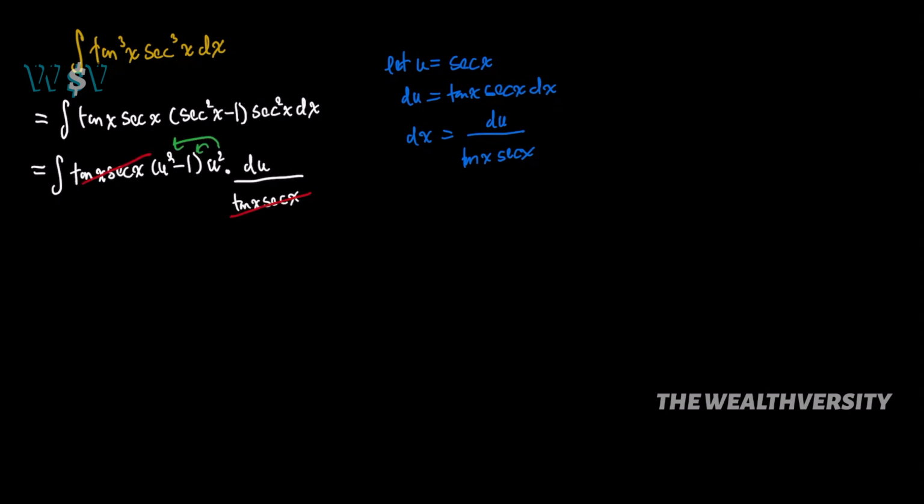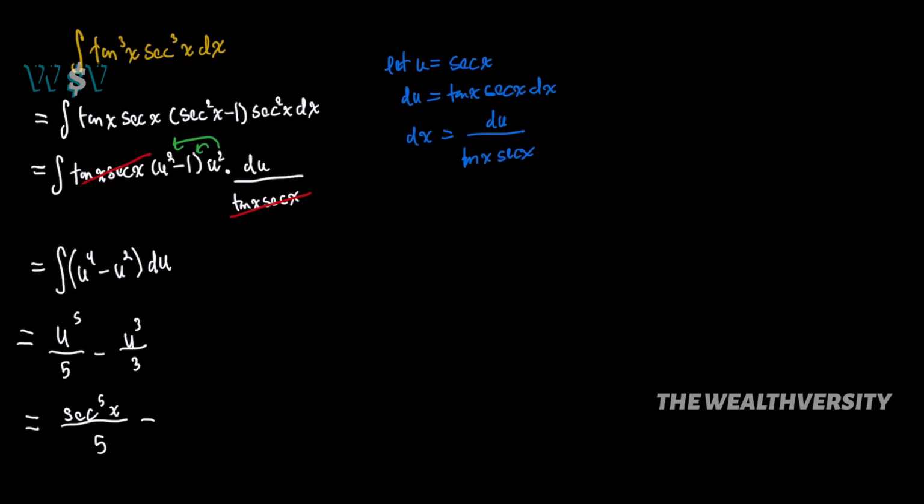And after multiplying u squared into the brackets, we will be left with the integral of u to the power of 4 minus u squared, which equals u to the power of 5 over 5 minus u cubed over 3. Then we sub secant back into u to get that our final answer is secant x to the power of 5 over 5 minus secant x cubed over 3 plus c.